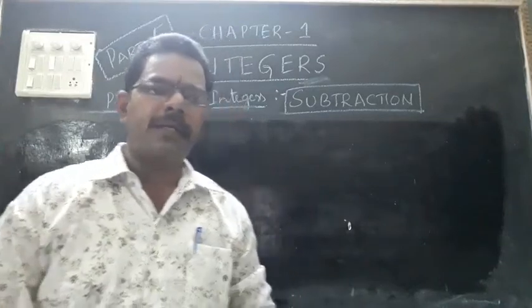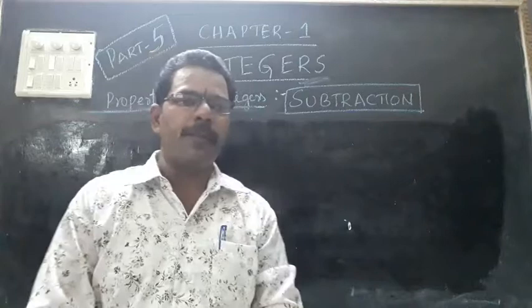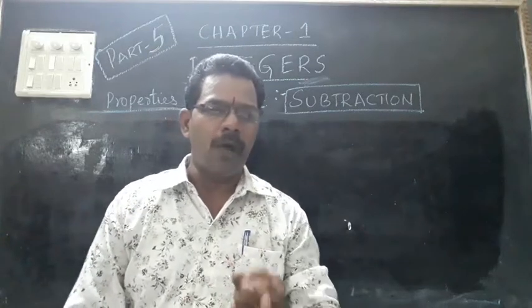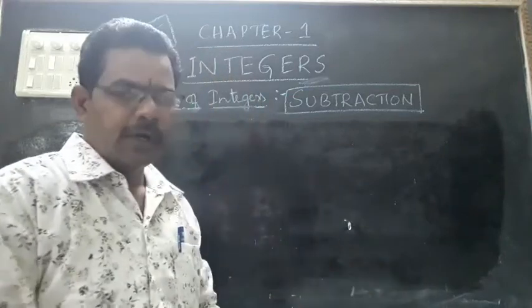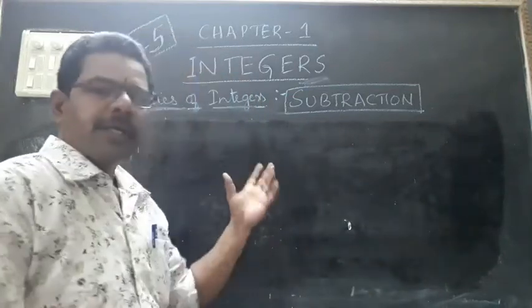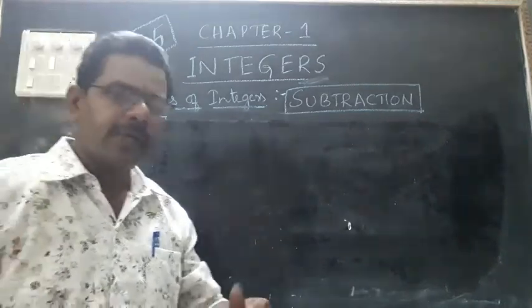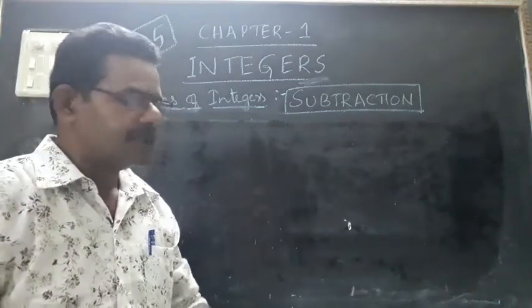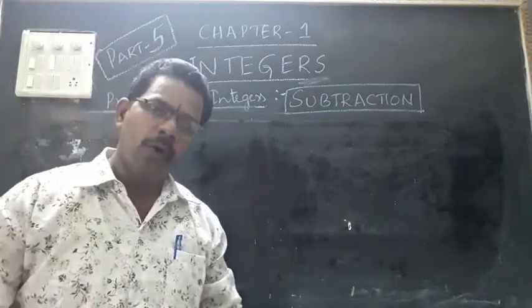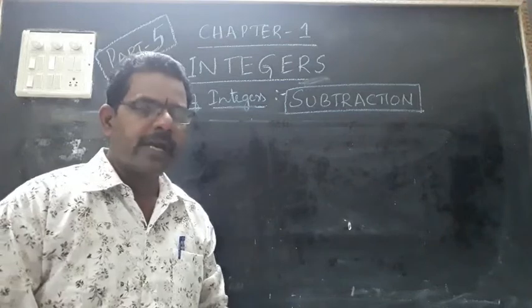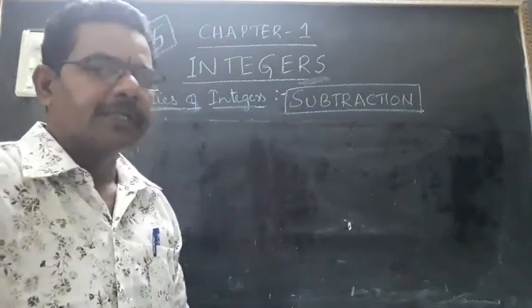In subtraction, we have seen the first, second and third properties: closure property, commutative property and associative property. So they are not followed. That means here in subtraction we do not have any identity element and we do not have any inverse, subtractive inverse. So no need to discuss those. So directly we can go for the next topic, that is multiplication of integers.